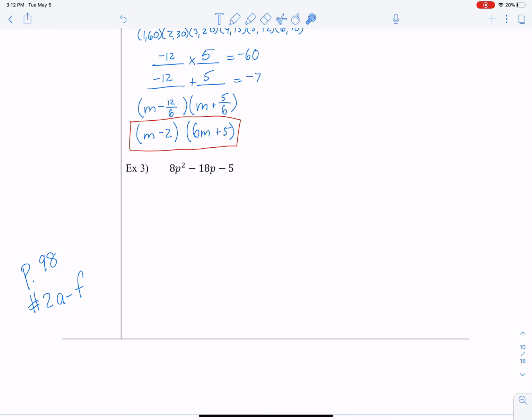Okay, so I'm going to assume that you've tried this. So the first thing we do, we look and see, is there a greatest common factor? So p squared, p, nothing. So we can't take out a letter. 8, 18, and 5. There's no number that can equally divide all those. So there's no greatest common factor. Okay. Do we need to reorder? P squared, p, nothing. Those are in the right order. So greatest common factor, no.